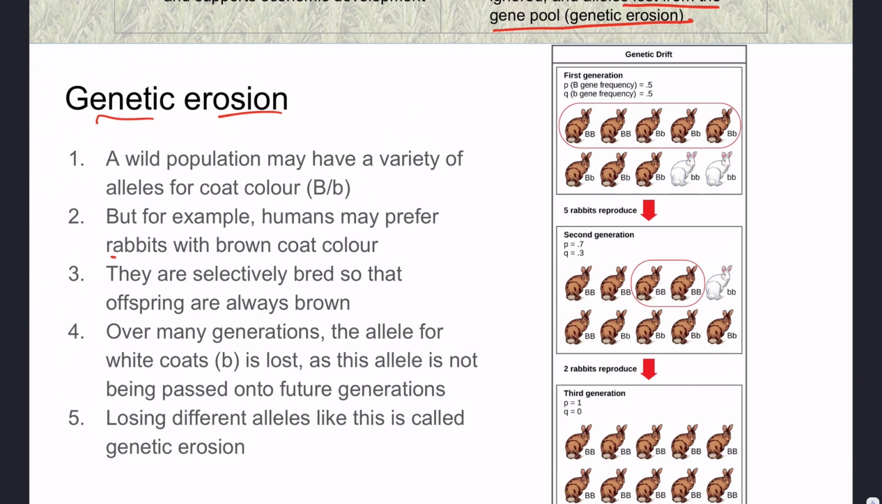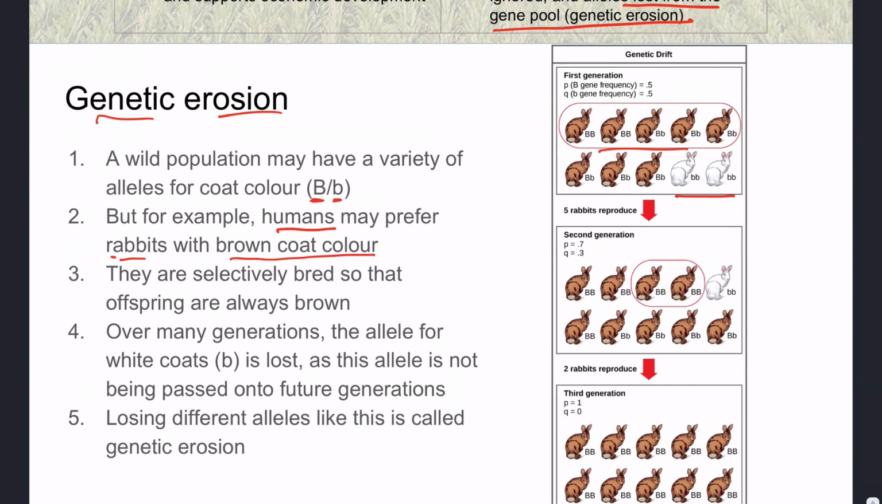So in this example right here, I've got a population of rabbits. Some of them are brown, some of them are white. They have genetic variation because they have alleles for a brown coat, capital B, the dominant allele, and they have alleles for a white coat, the recessive little b. Okay, both alleles are present in the population, so there is variation there. However, let's look at the situation where humans prefer rabbits with brown coat colors.